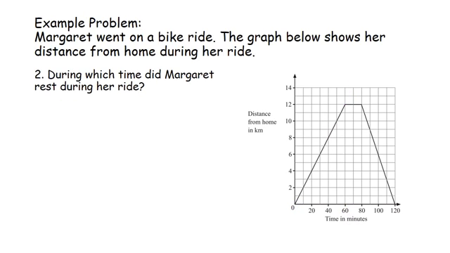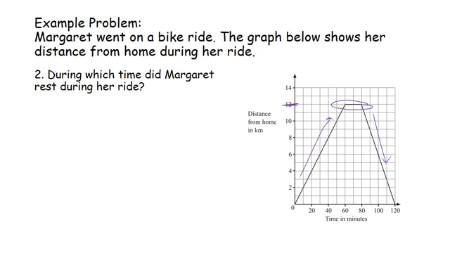Now for the next part, during which time did Margaret rest during her ride? Now, as we referred to earlier, anytime you've got a steady gradient going up or going down, the object's in motion and it's going at a steady speed. The time where she's not going at a steady speed is where the graph is flat. And that means that she has stopped and is stationary at the particular point which she happens to be.